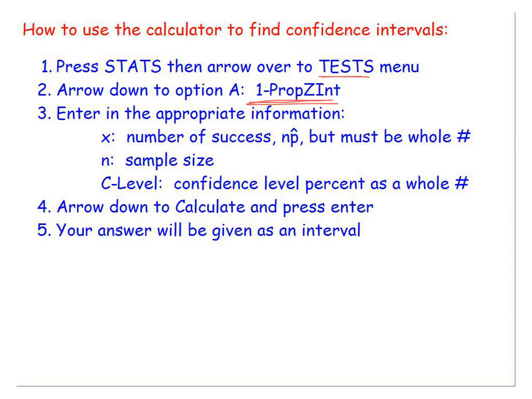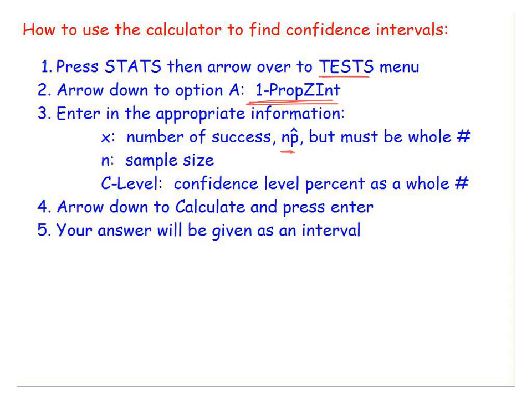The first thing it needs is the number of successes. This was like when you checked your conditions. This was the np hat part. If for some reason when you checked your conditions and you did np hat, it was not a whole number, simply round to the nearest whole number because it must be a whole number. So put in your number of successes, n is your sample size, and then you're going to put in your confidence level, and you simply leave it also as a whole number. So 95% would be 95, 90% would be 90. Then you arrow down to calculate, and you press enter.